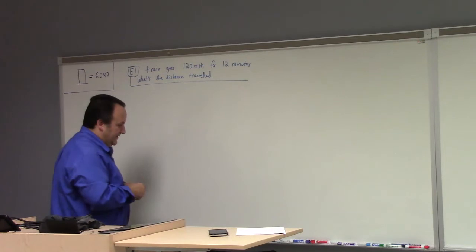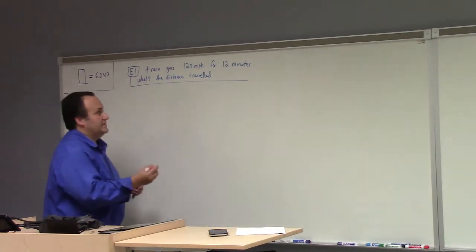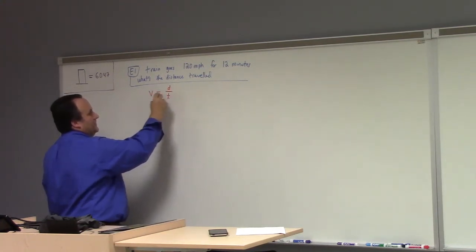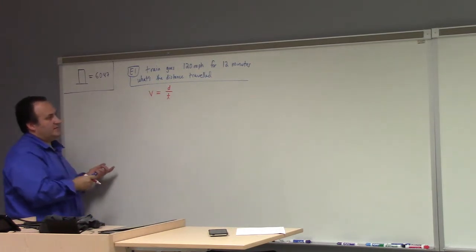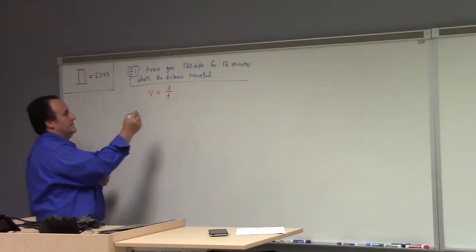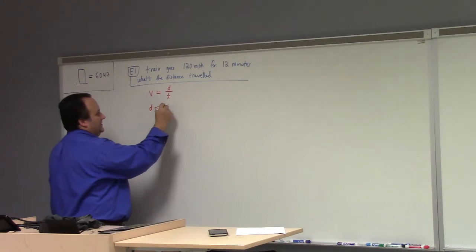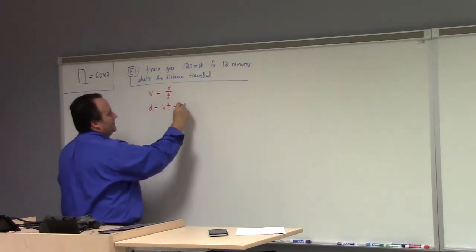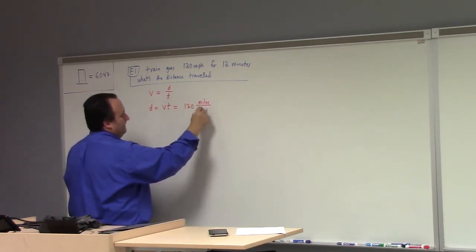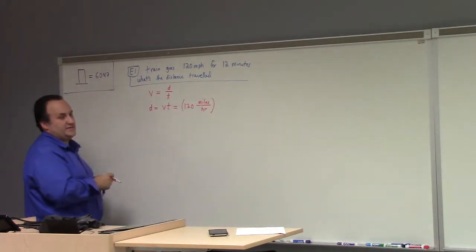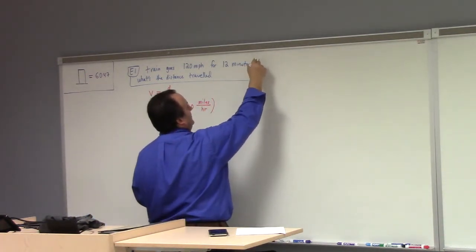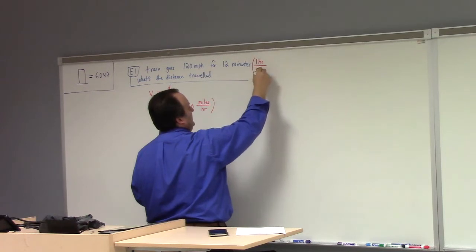So the key here is to understand what's the relation we're working with. A couple different ways to look at it. Velocity is distance over time, right? So here we're given the velocity or the speed, and we know the time. We want the distance, so we solve for d. D equals vt. Got to be careful with the units here. We have 120 miles per hour, which is miles over hour, and then the time is 12 minutes. How do you convert minutes to hours? How about this? We do 1 hour over 60 minutes. That's the conversion factor, right?